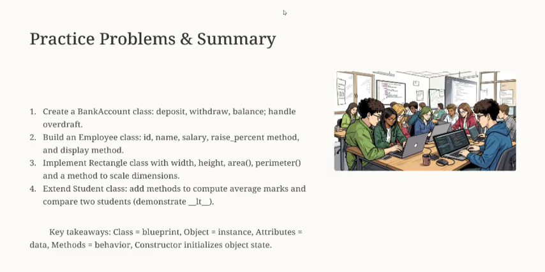This completes our Unit 5 on object-oriented programming in Python. The main idea of OOP is to represent real-world entities as objects. Classes define structure, objects store actual data, methods define action, inheritance provides reuse, encapsulation provides protection, polymorphism provides flexibility. These concepts are the foundation for building large software applications.